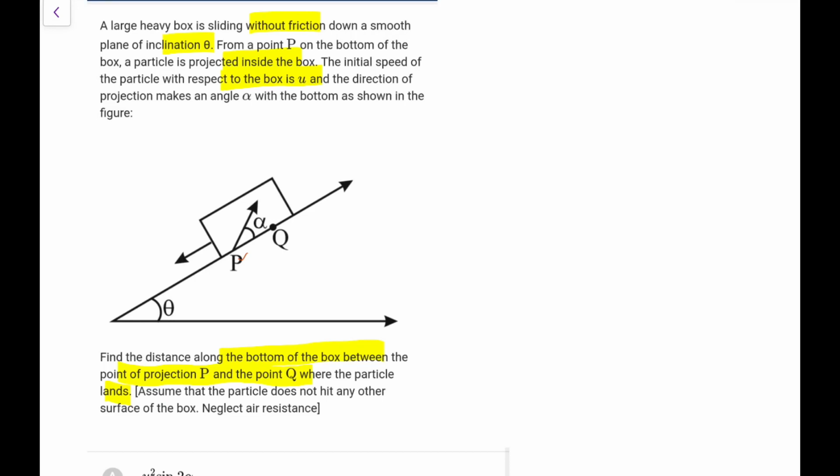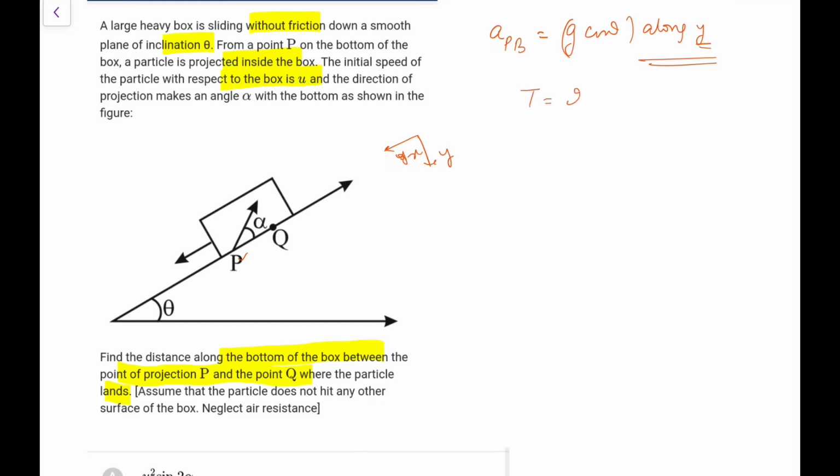So in the frame of the box, it is sliding without friction down a smooth plane of inclination theta. First of all, the acceleration of this particle with respect to the box would be only g cos theta along, let's say this is the x axis and this is the y axis, along y. It won't have any acceleration along x, because that g sin theta is the same for both, so the acceleration is only along y. So it is like our normal projectile.